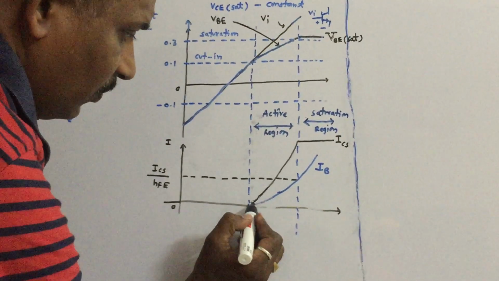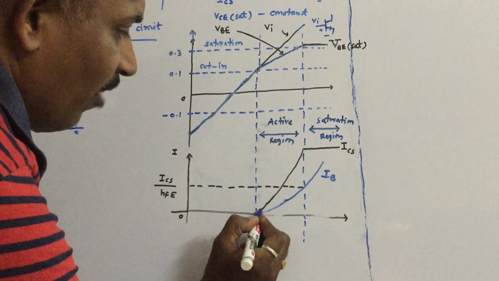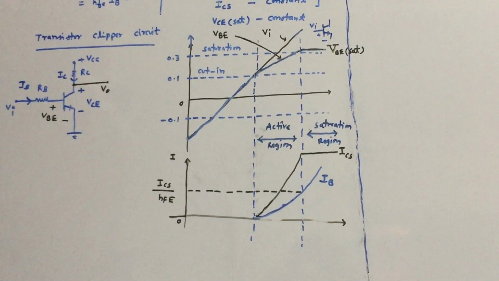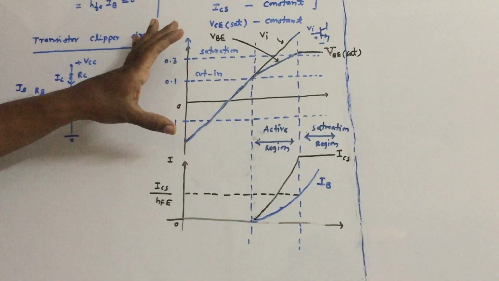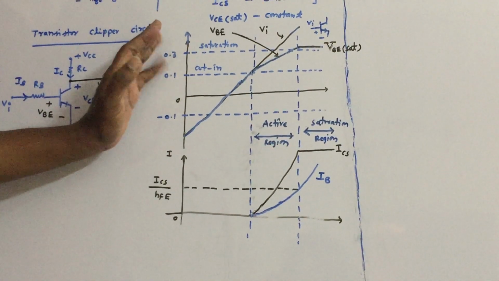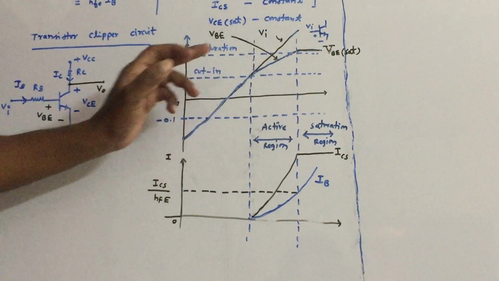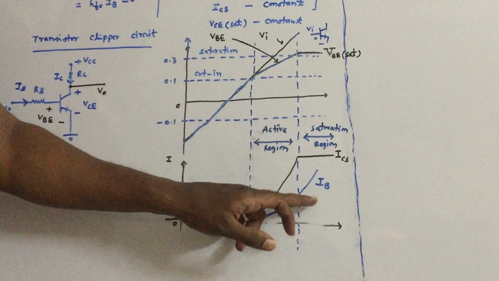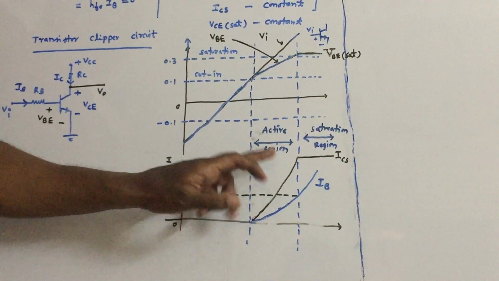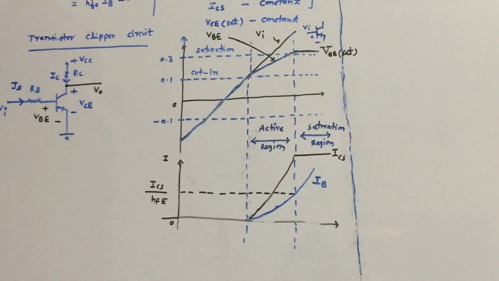So this is the collector current graph. This is the base current graph which you have to mention. This is the response of the circuit for ramp input. We have to mention the VBE waveform, IB waveform, and IC waveform in the examination.